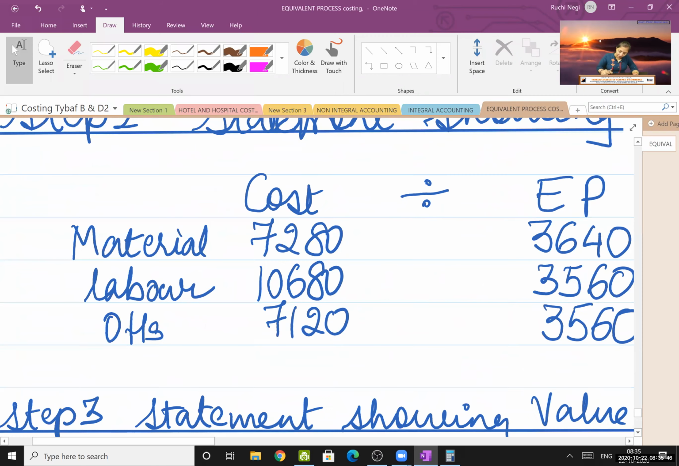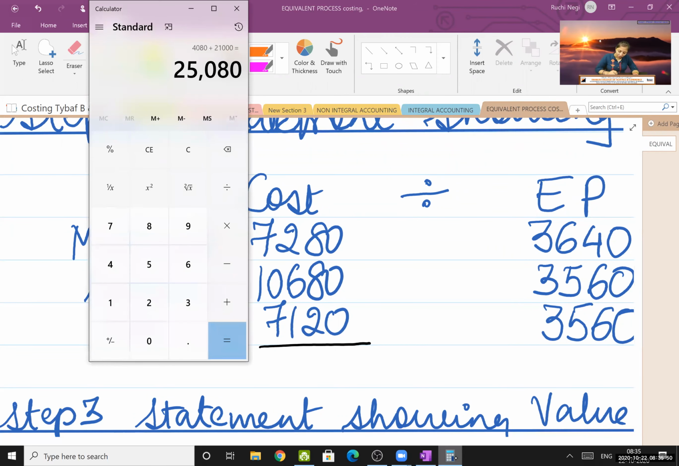Ye raha cost, isko total karke dekho. 7280 plus 10,680 plus 7,120. See, it has to tally 25,080. Am I clear with this? Acknowledge it in the chat box. Without making process account also, you can orally first tally and see.